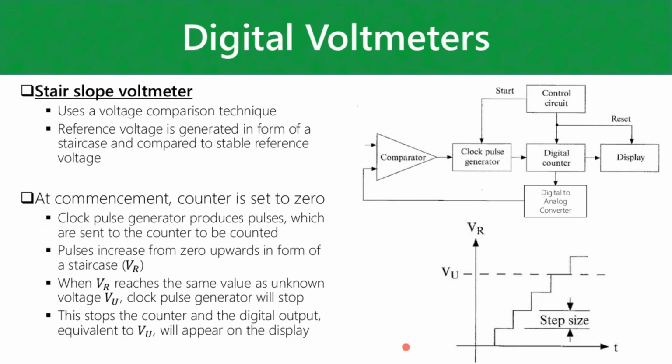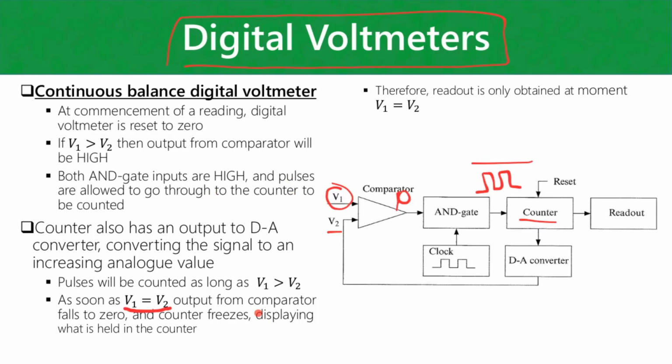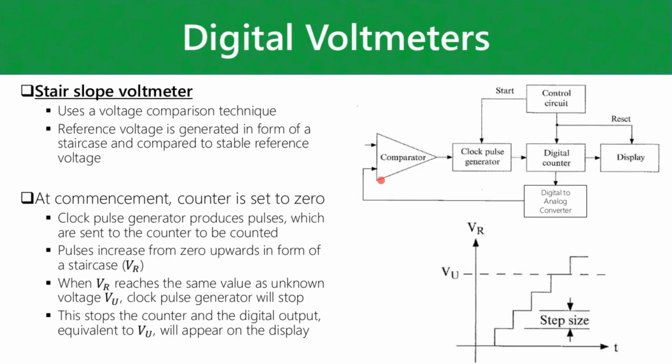Stair slope voltmeter works very similar to continuous balance digital voltmeter. So again, we have a comparator with an unknown voltage and an incrementing reference. You guys will see there's a mistake in the textbook. The textbook has a clock pulse generator there as well. If you put a clock pulse generator there, it's going to do nothing. It needs to be a digital to analog converter, so D to A.